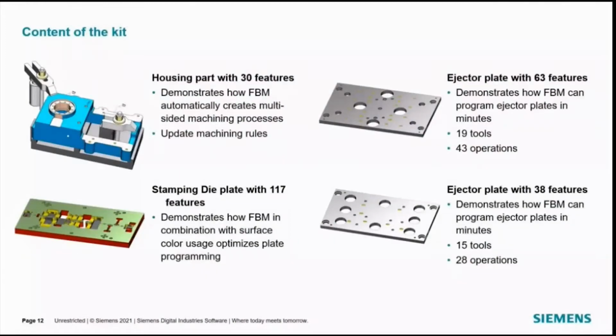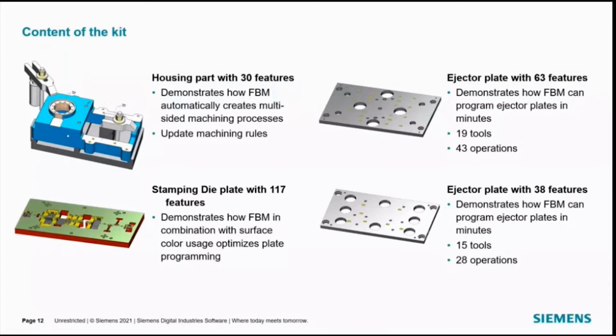The kit contains 4 different example parts. A housing part with 30 features. In that example, we demonstrate how FBM can automatically create multi-sided machining processes. You will also see how you can update machining rules.